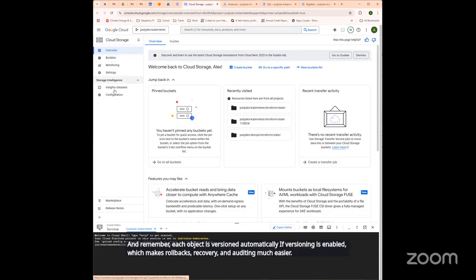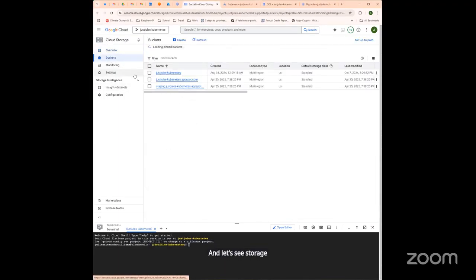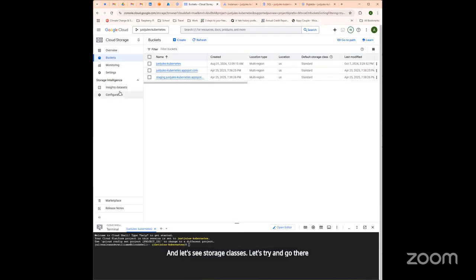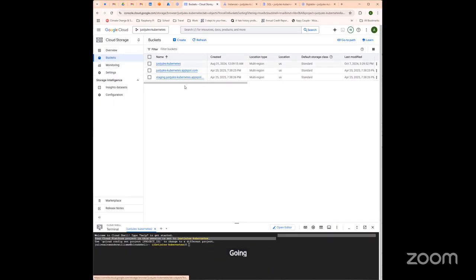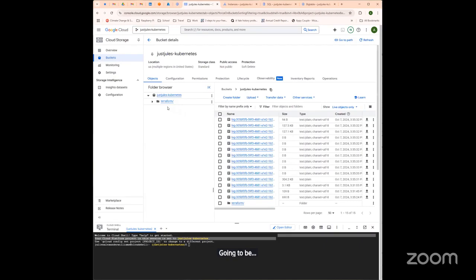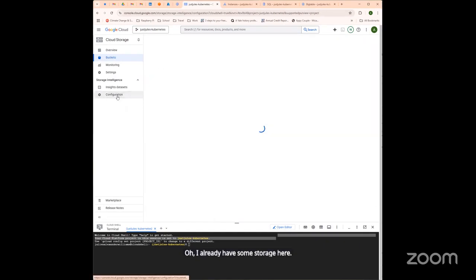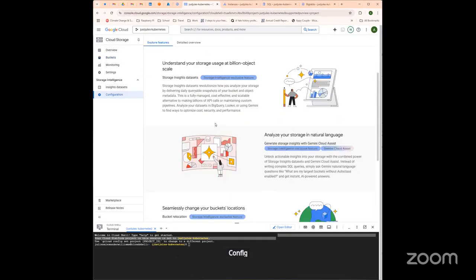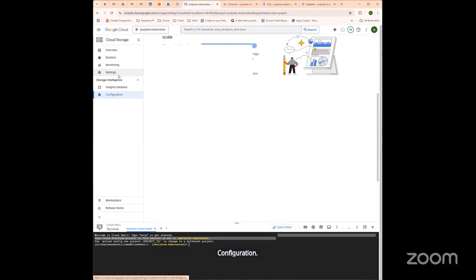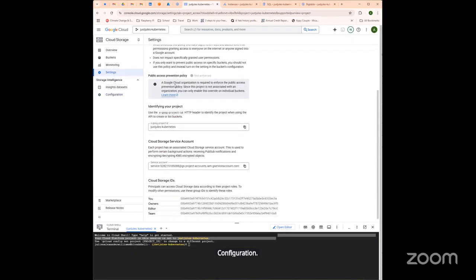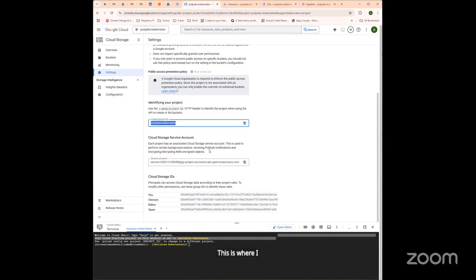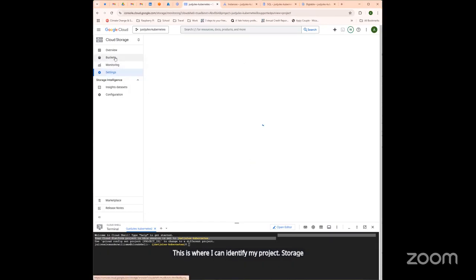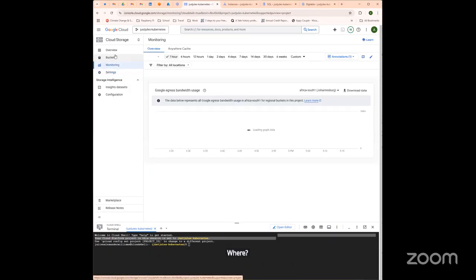And let's see, storage classes. Let's try to go there. These are buckets I already have. Let's try and use that. Oh, I already have some storage here. Configuration. This is where I can identify my project, storage account. All right.